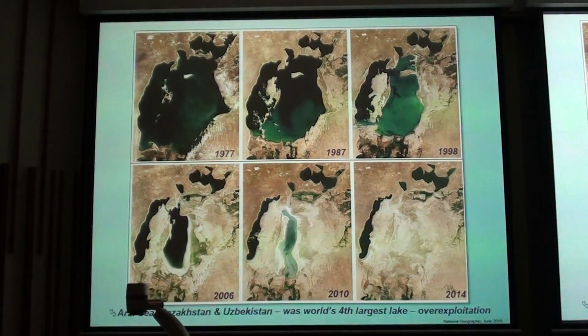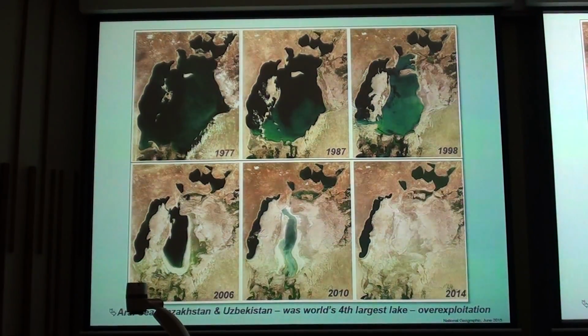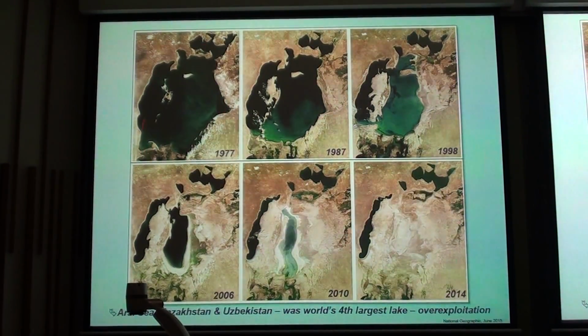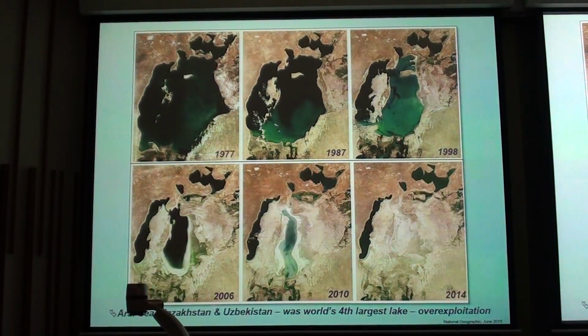This here is the Aral Sea in what was Soviet Union. You know, it's divided between Kazakhstan and Uzbekistan. Back in the 60s, the Russians started diverting water from the inland rivers flowing into this to irrigate massive cotton plantations. And you can see what it's done. This is what it looked like in 1977. Massive lake, huge, big thing. Okay? And you see how it's shrunk over the years, and this is what it looked like in 2014.